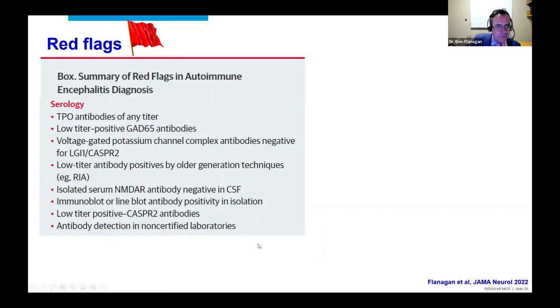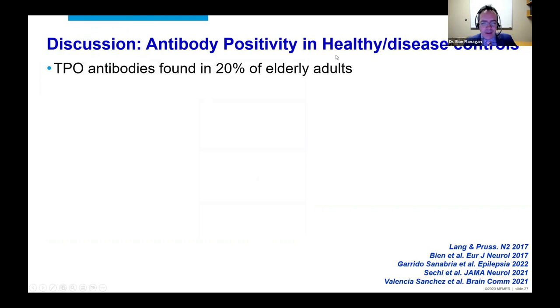So what about antibodies that are positive in healthy or disease controls? If we tested everybody in the waiting area in my office here, about 20% of them would have TPO antibodies. Or if we took 50 people or 100 people off the street, 20% of them are going to have positive TPO antibodies. And we know that 20% of the population does not have autoimmune encephalitis. And this makes TPO antibodies really not a good marker of autoimmune encephalitis.